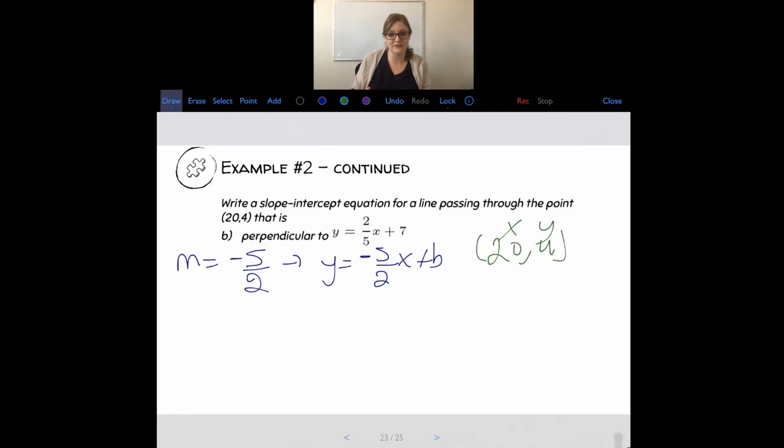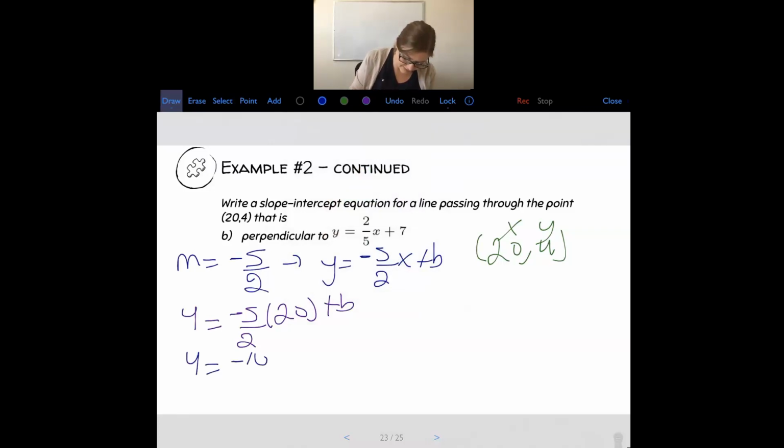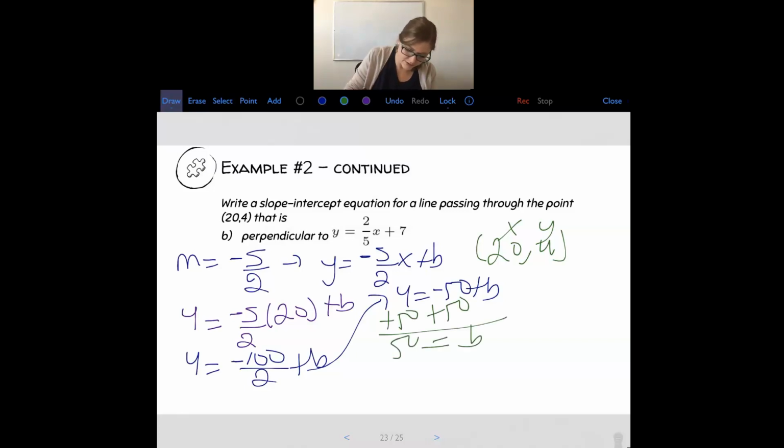So we substitute 20 in for x and 4 in for y. So we have 4 is equal to -5/2 times 20, plus b. Another way you could work with this fraction would be -5 times 20 is -100, still divided by 2, plus b. So we would get 4 is equal to -50 plus b, and then we could solve for b. So b would be equal to 54. Then our final answer is y is equal to -5/2 x plus 54.